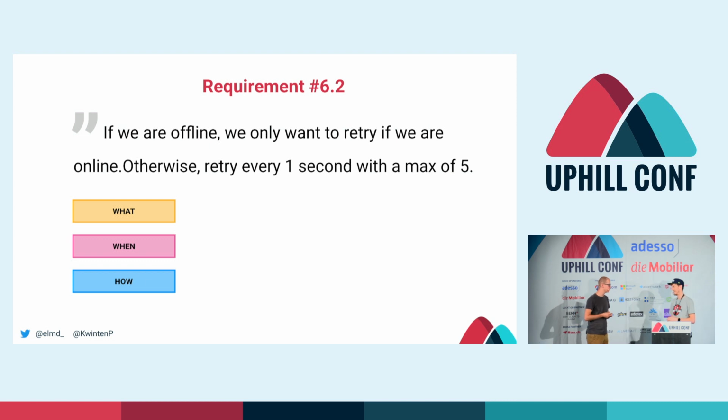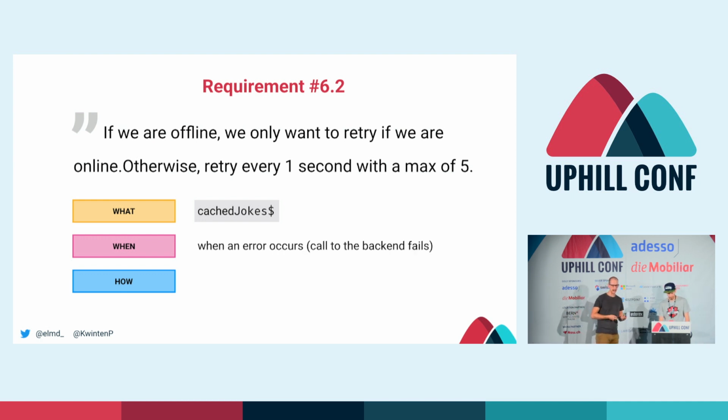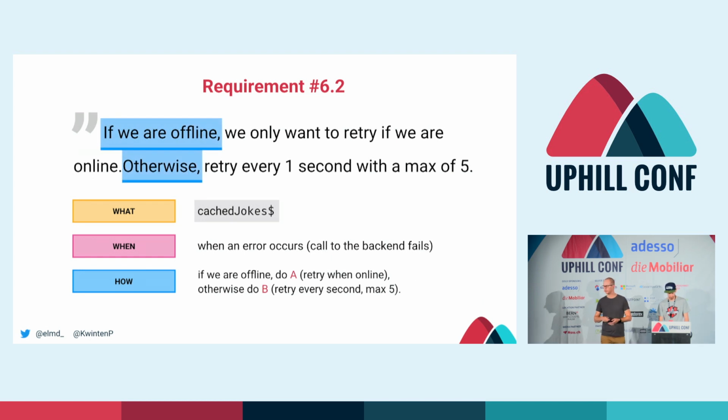Whoa, okay. What is the what, when, and how here? Well, I think I already see something coming back again. So what is, well, we want to go to our cache joke stream. We want to retry that one. And the when is, well, whenever we have an error, we need to do something. That's our when here. And if we think about it, the how is basically a conditional again.